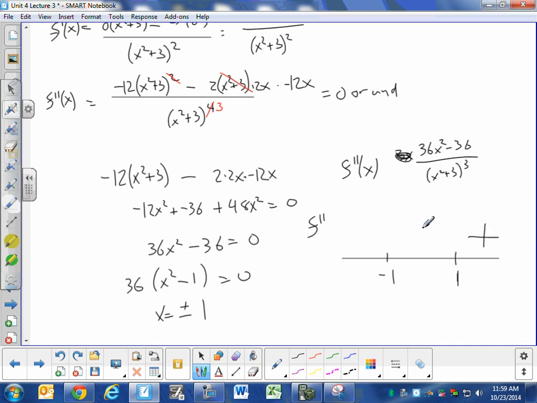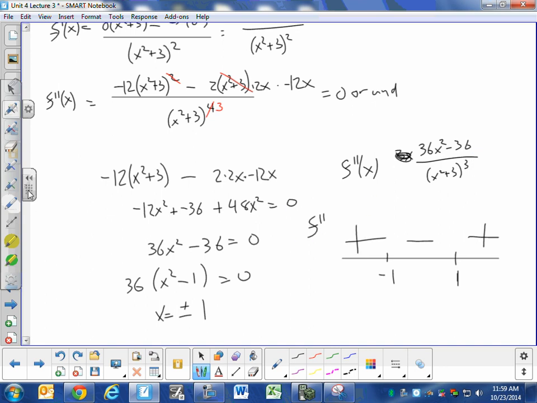I'll take something like 0. I get a negative on the top. I'll remain positive on the bottom. So that's a negative. I'll take something like -3. I'll be squaring it, then multiplying by 36. That'll make the top a positive. A -3 squared would be a positive, plus 3 cubed would be a positive.